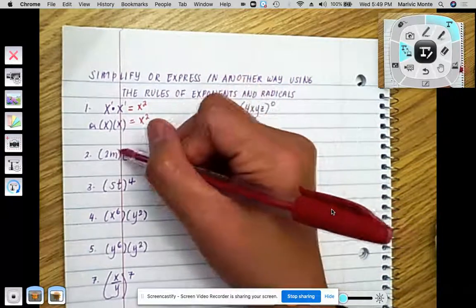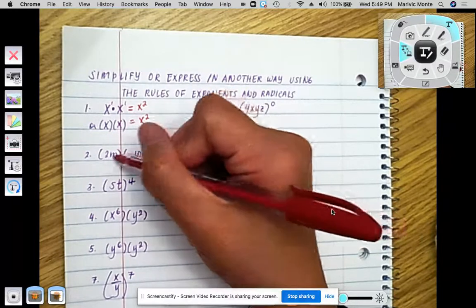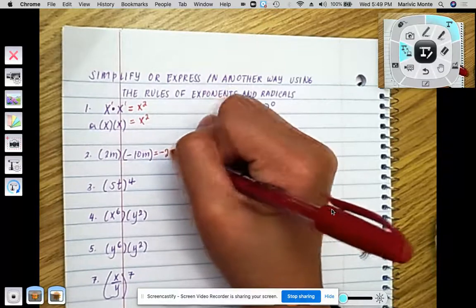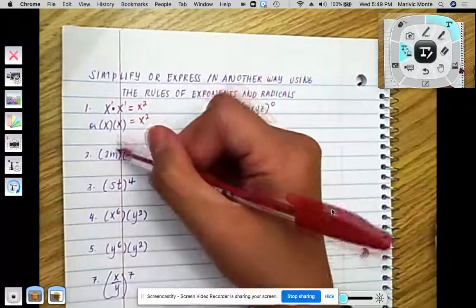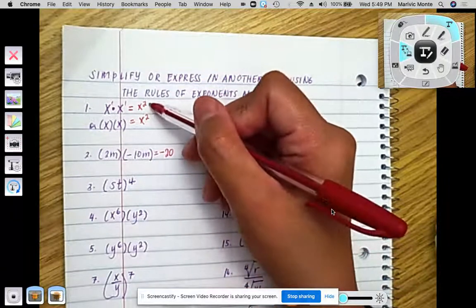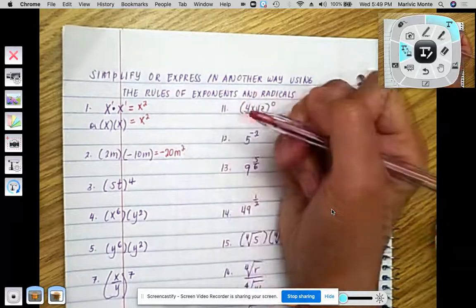Here, you multiply the coefficients. So 2 times negative 10 is equal to negative 20. And of course, you have m and m. You also multiply them. And similar to this x squared, you say negative 20 m squared.